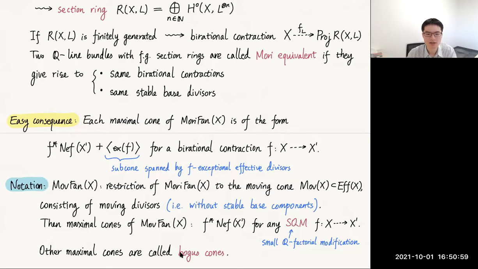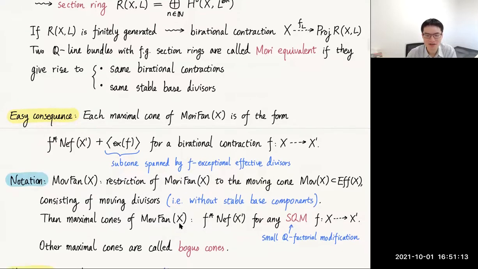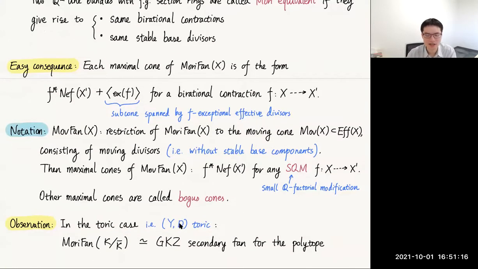Yeah, and they are called bogus cones. Okay, so this is just from some line bundles. We get another fan called the Mori fan, and now one can prove that in the toric case, if Y_D is toric, then the Mori fan that we consider here, given by line bundles, is actually isomorphic to the secondary fan for the polytope that we introduced in the beginning.